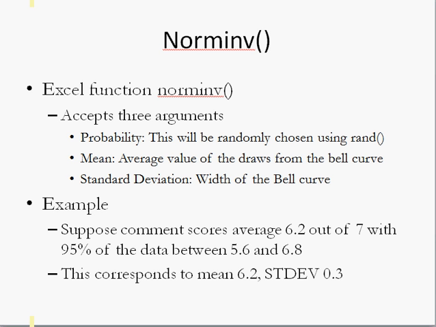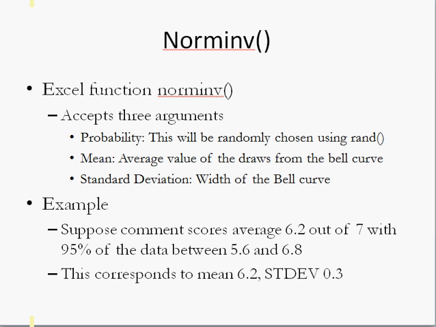So for example, if we know that comment scores average 6.2 out of 7 with a standard deviation of 0.3, then we would put 6.2 as the average and 0.3 as the standard deviation of our norm inverse function, and then randomly choose probabilities between 0 and 1 to represent draws from that distribution.